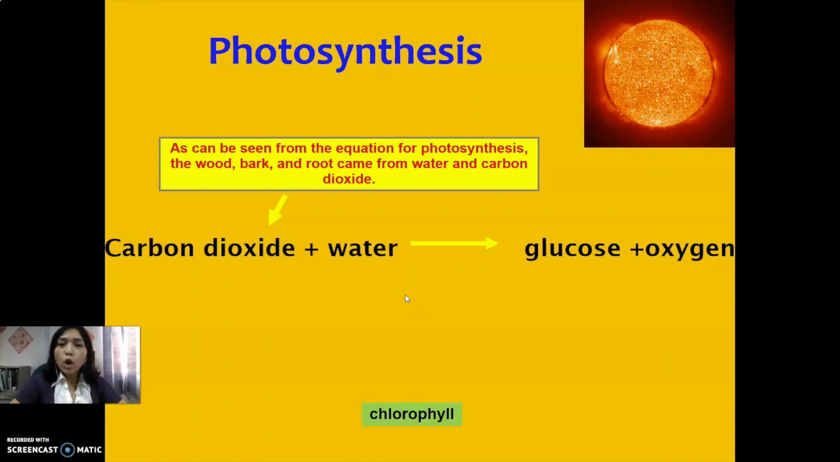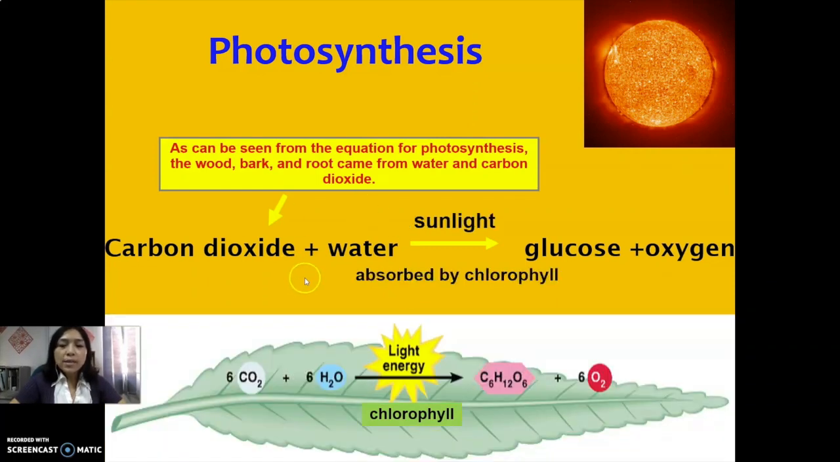As an overall process of photosynthesis, photosynthesis uses carbon dioxide and water as the substrates, and sunlight provides the energy to convert them into glucose and oxygen. This sunlight is absorbed by the chlorophyll pigment. Chlorophyll pigment can be found in the chloroplasts, a kind of organelle found in the plant cell.